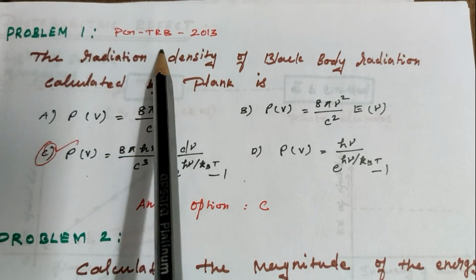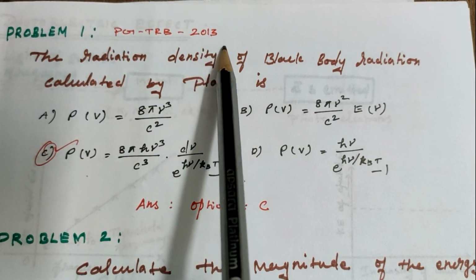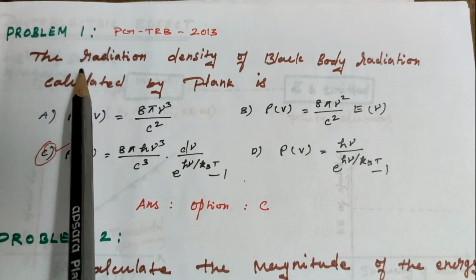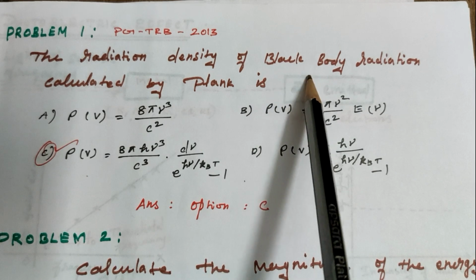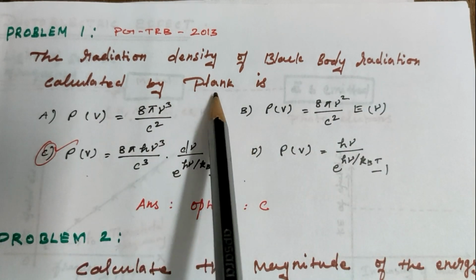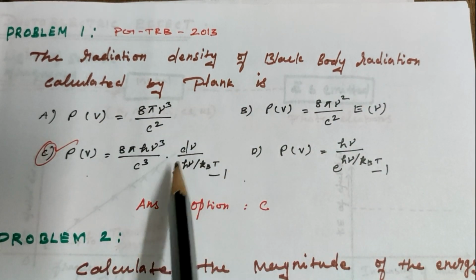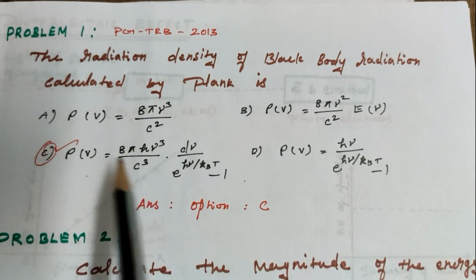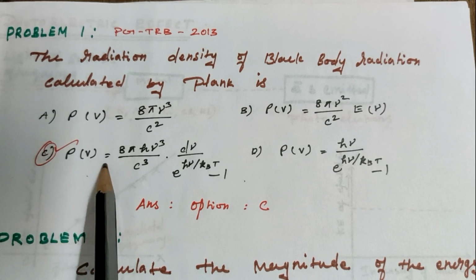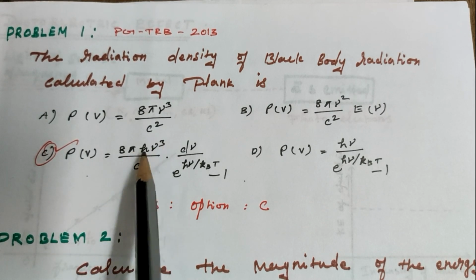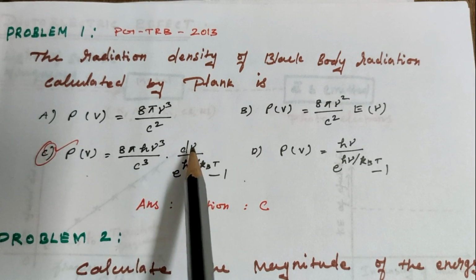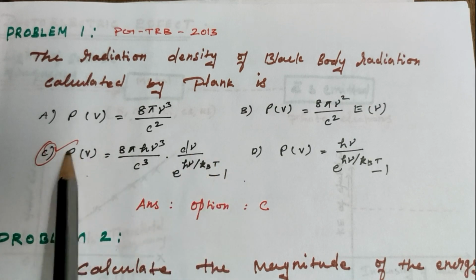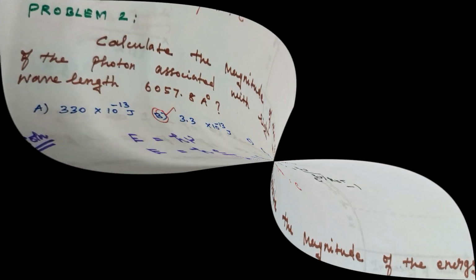This problem was asked in PG-TRB 2013, a question on blackbody radiation. The radiation density of blackbody radiation calculated by Planck is, four options are given. Among these four options, we saw the final equation in blackbody radiation: rho into nu is equal to 8 pi h nu cube upon c cube into d nu upon e power h nu by kB T minus 1. This is the correct option for this question.